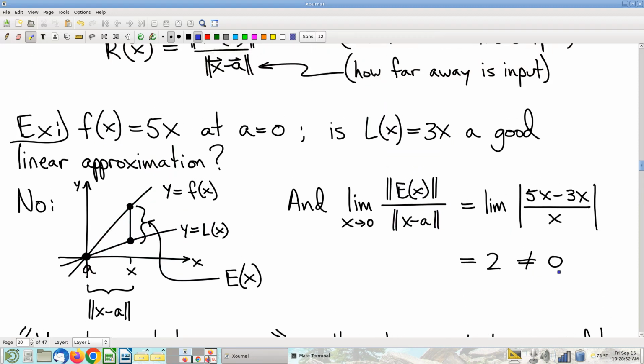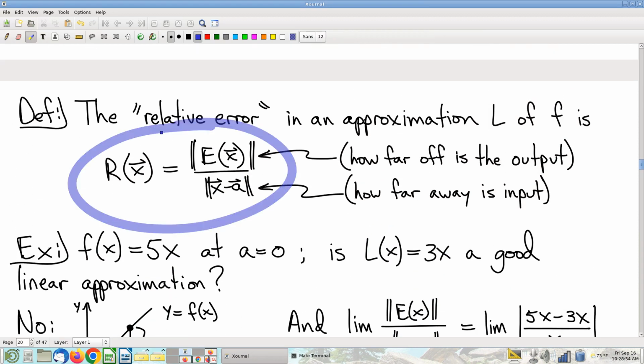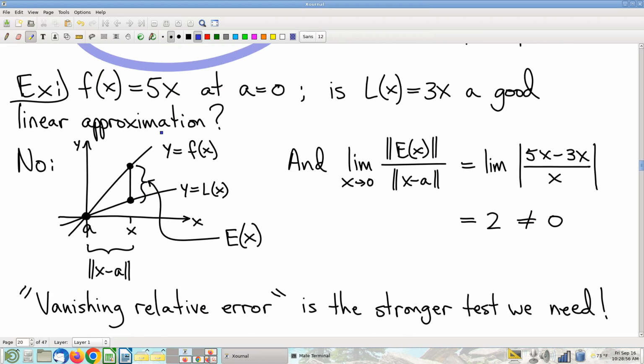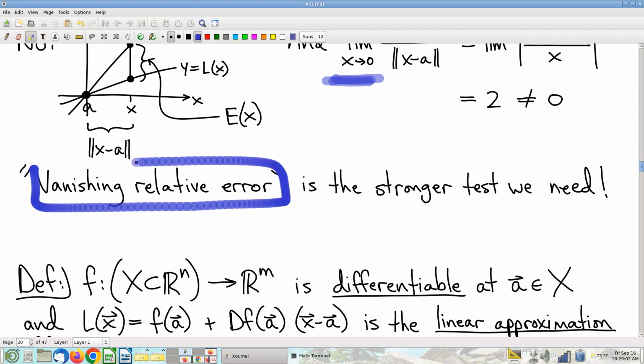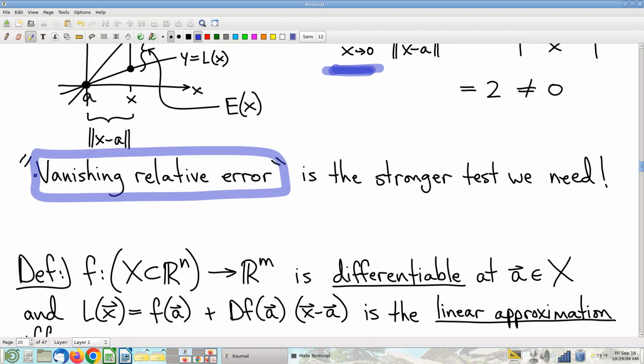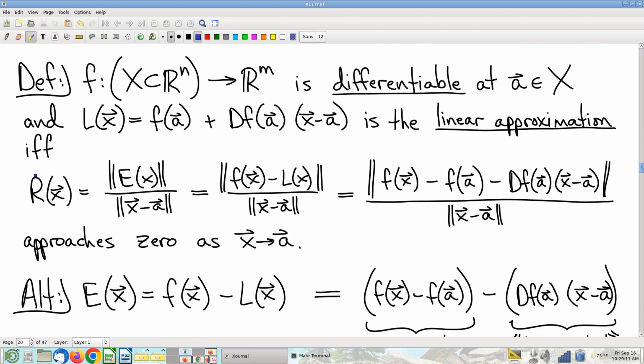Okay. So it turns out, and again, there's way too much to say about this, but it turns out that what we wrote down up here, relative error, and asking for that relative error to approach 0, what we call vanishing relative error, this is exactly what we need, as it turns out. This is a wonderful definition for differentiability, aka what it means for a function to have a linear approximation. So here's writing it down. Keep in mind there's relative error.